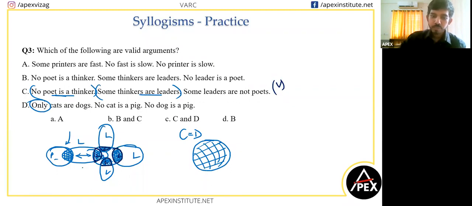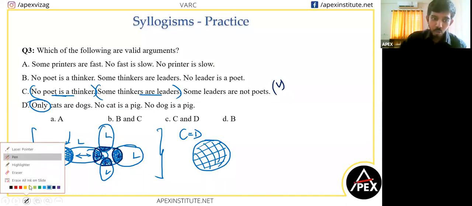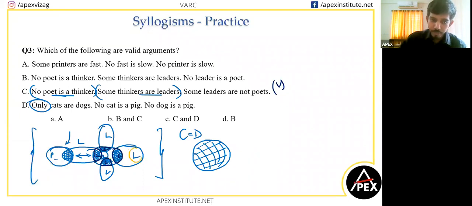Right? So Ravindra, coming back to your question on B, why B is wrong? No poet is a thinker and some thinkers are leaders. We are back to this situation. It's the same diagram. No poet is a thinker. Some leaders are thinkers, right? Those are the ones in this purple area. But we are not given the relationship between leaders and poets. That is not mentioned in premise 1 or premise 2. So leaders can be here, which is not overlapping with poets.